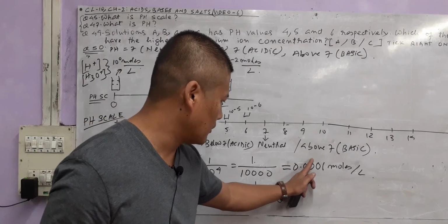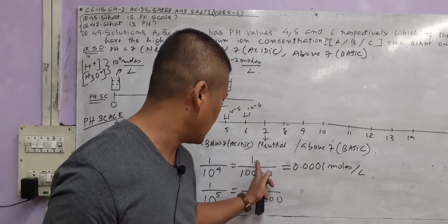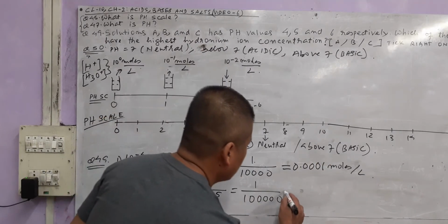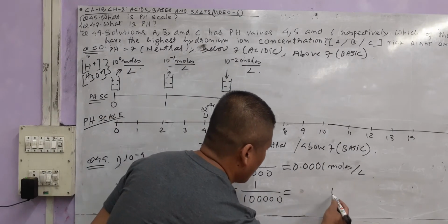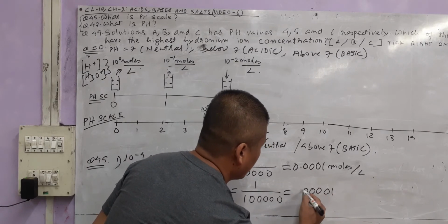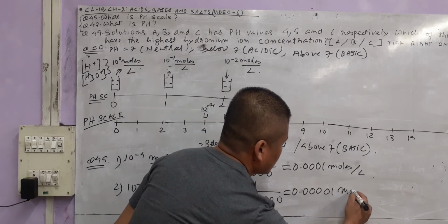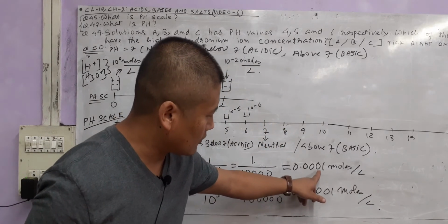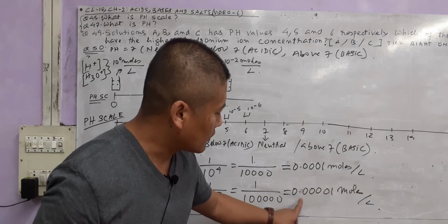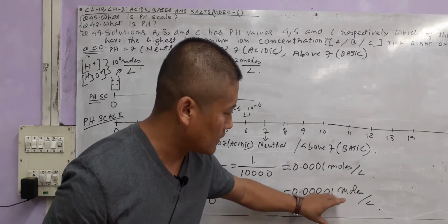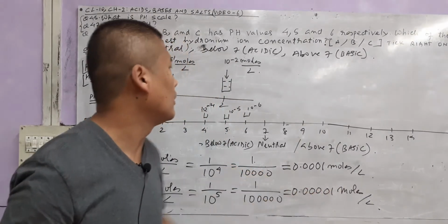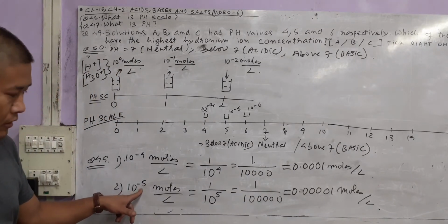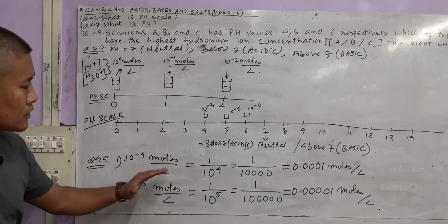So from here it jumped 1, 2, 3, 4. Now, this time it jumped from here, 1, 2, 3, 4, and 5. Now, by common sense also we know this is much smaller than this one. 0.0001 mole is bigger than 0.00001. This is a smaller concentration. So, we can see that as the negative power is going higher, 10 to the power minus 5, the actual concentration is actually lower.